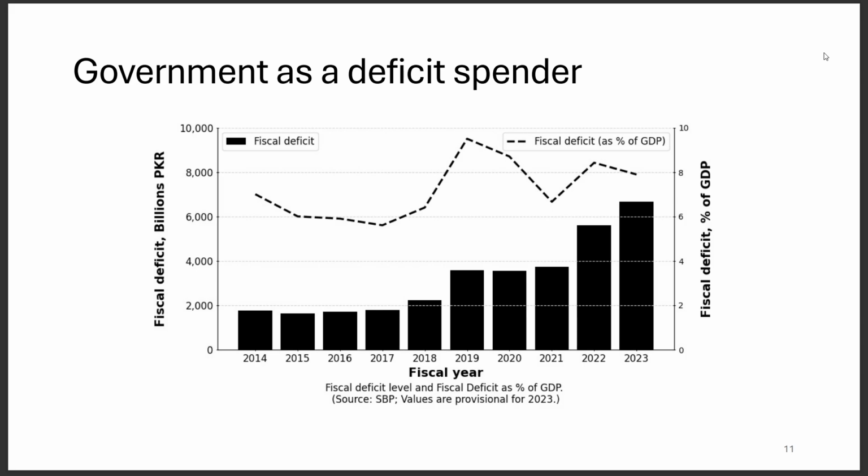Firstly, that the government of Pakistan is a reliable deficit spender. So the banking sector can reliably assess that the government of Pakistan is going to need money because it is a consistent deficit spender, and it's going to have to come back to the banking sector for the money that it needs now that it can no longer go to the state bank.